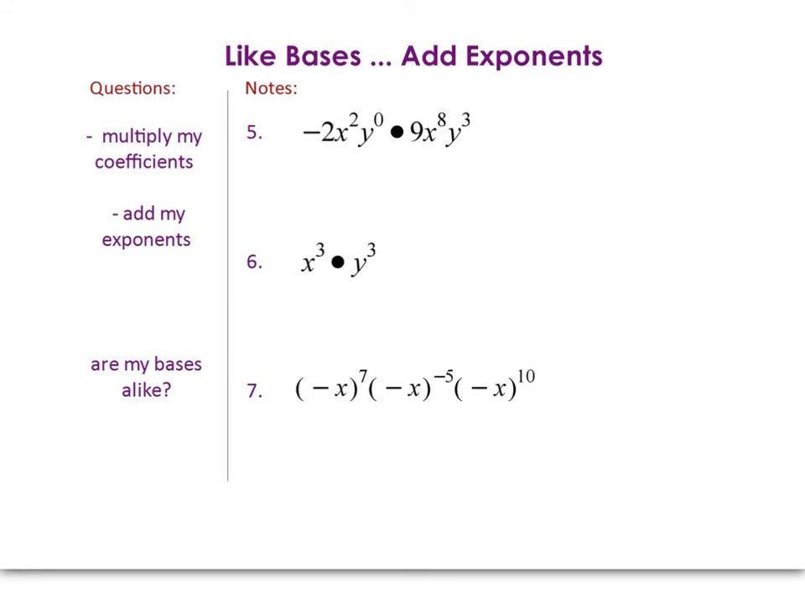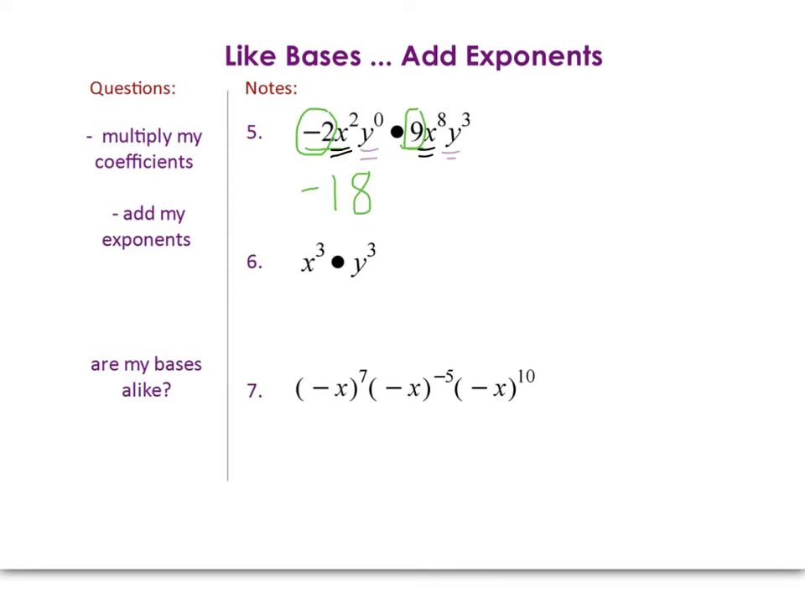So here's another one. I have negative 2 and 9 are my number bases. Then I have x and x, y and y. So if I multiply my numbers first, I have negative 2 times 9. Well, negative 2 times 9 gives me negative 18.